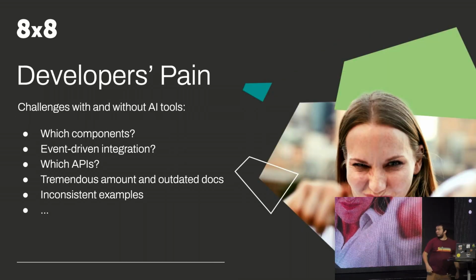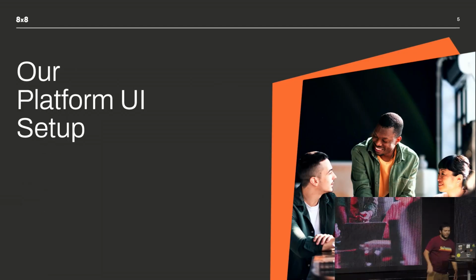Also, developers have a lot of pains with and without AI. Which component to use? How to integrate it? What is the right API for the job? What kind of documentation should I search for? Which is outdated, which is not? And a lot of inconsistent examples, obviously.